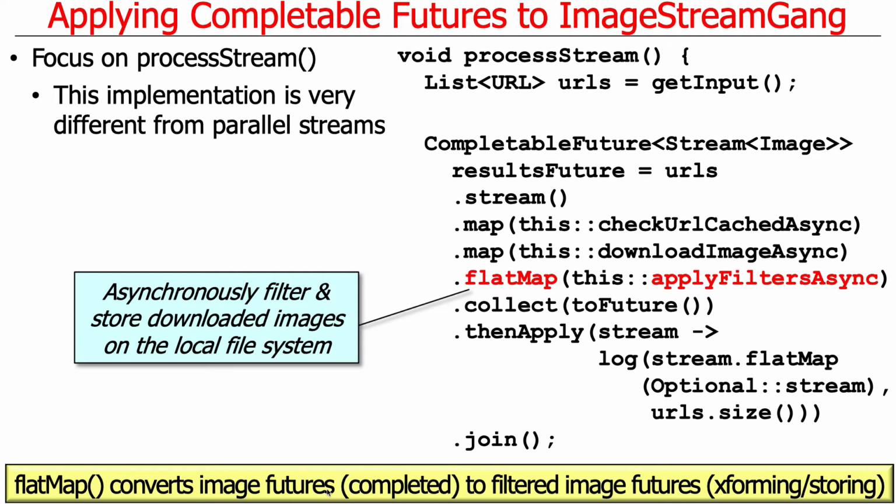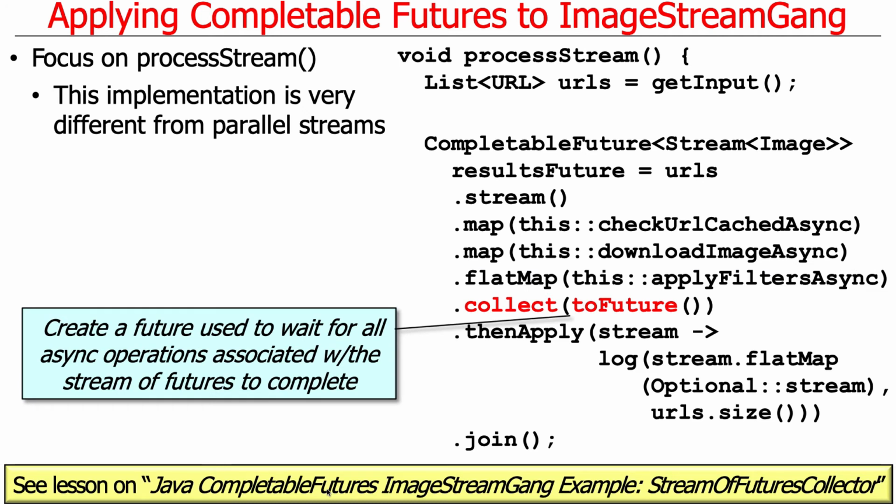So then we're going to take this stream of completable futures to optional images, and we're going to call the flat map intermediate operation, and that will convert the image futures that are non-empty when they complete. In other words, once they've finished downloading, they'll be converted into filtered image futures. And what that means is that these filtered image futures are completable futures that are in the process of being transformed by image processing transforms and then stored. And all that stuff will take place asynchronously. This is the most complicated behavior in the whole stream path, really.